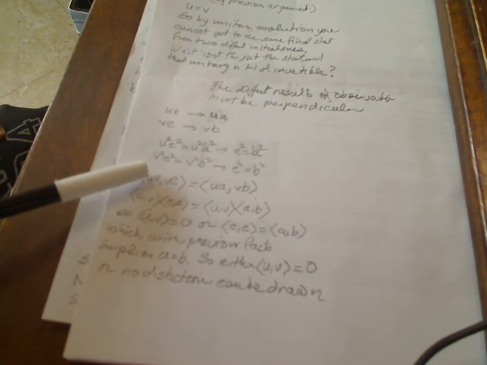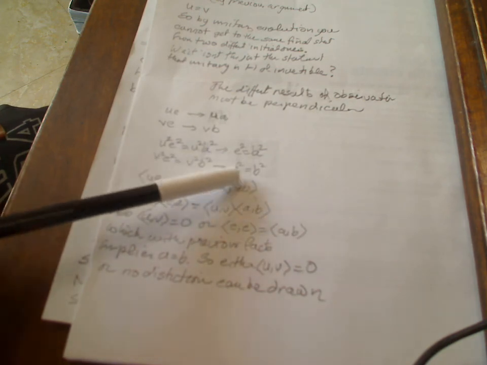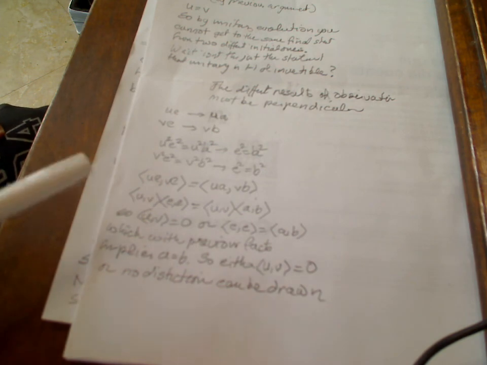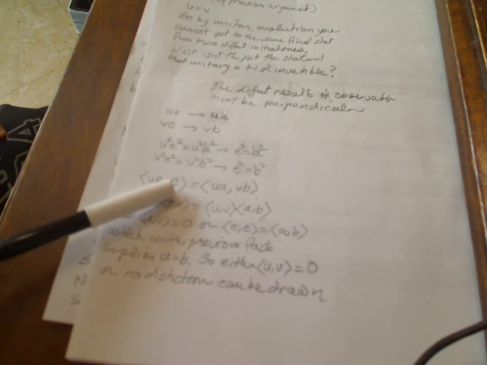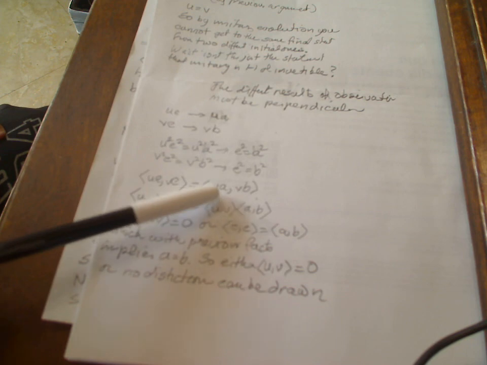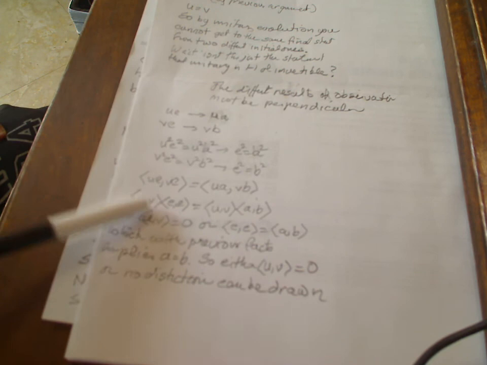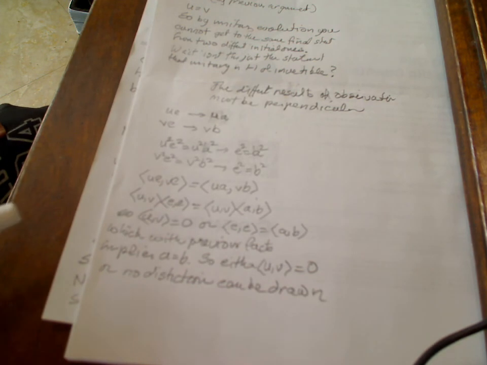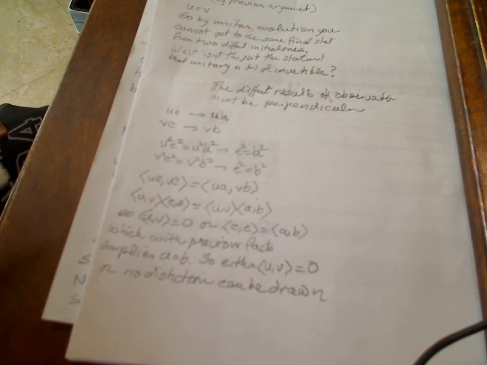And you have that the norm of ue squared equals the norm of vb squared. So then e squared is also equal to b squared. Now you take the inner product of these two, and again, by unitarity it should be the same thing as the inner product of those two. So the inner product of ue with ve ought to be the same thing as the inner product of ua with vb. And then by the fact that the inner product in the product space splits into the inner products in the constituent spaces, you have that (u, v) times (e, e) is equal to (u, v) times (a, b).